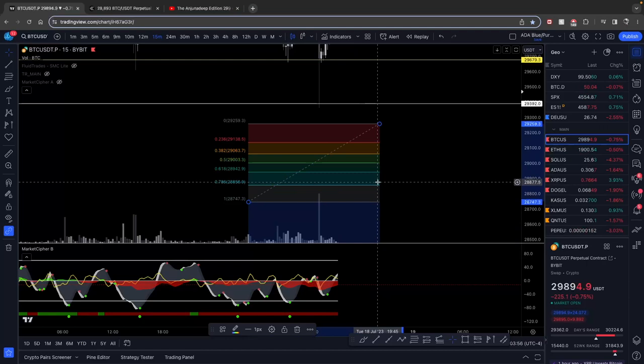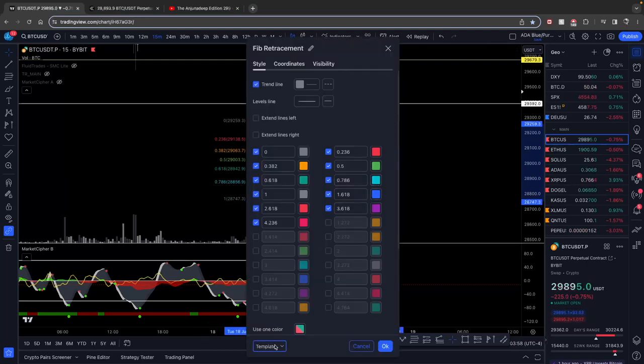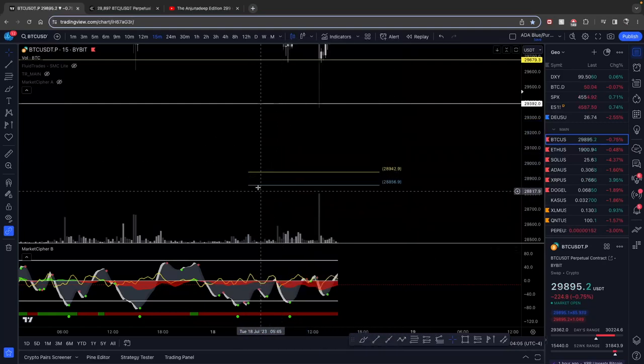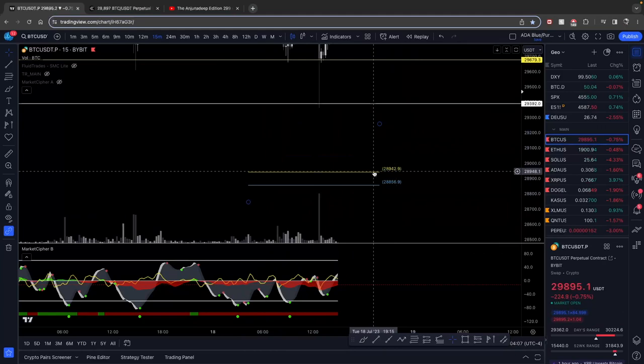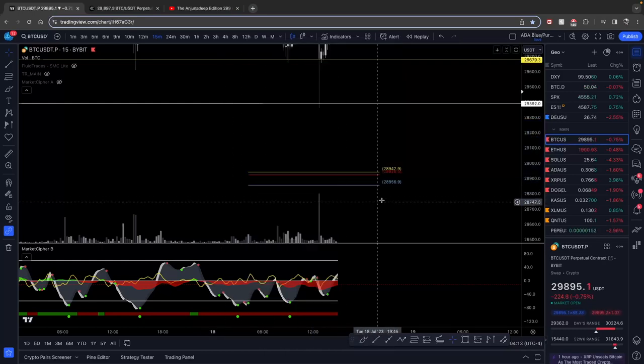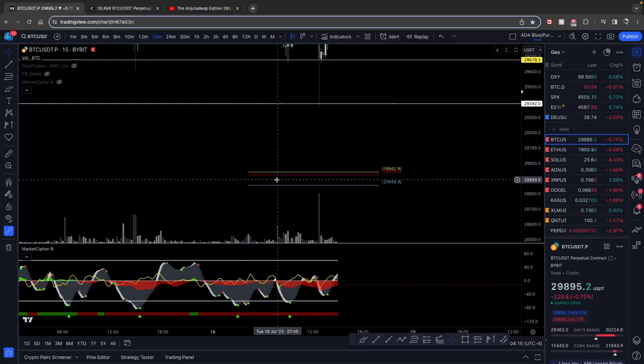Each line is kind of a support and resistance, I guess, if you want to call it that. And the most important support and resistance is your golden pocket, which is this level right here, and your 786. Your golden pocket actually looks like this, but I don't keep the second line on because it's not necessary. Okay, so it's a 618 and the 786.